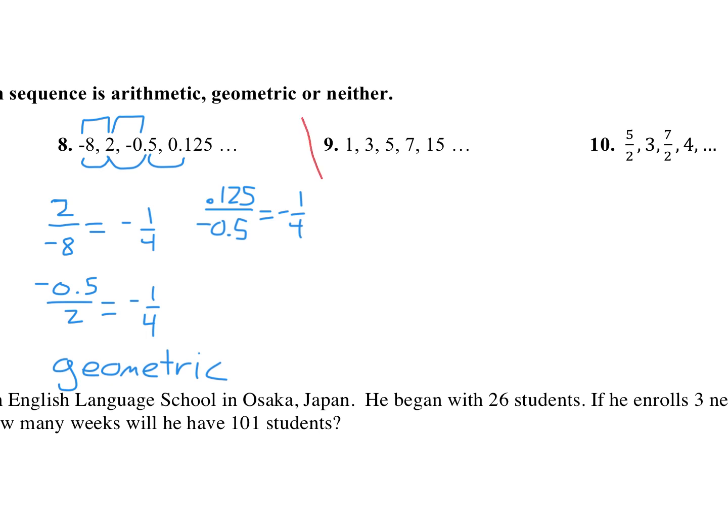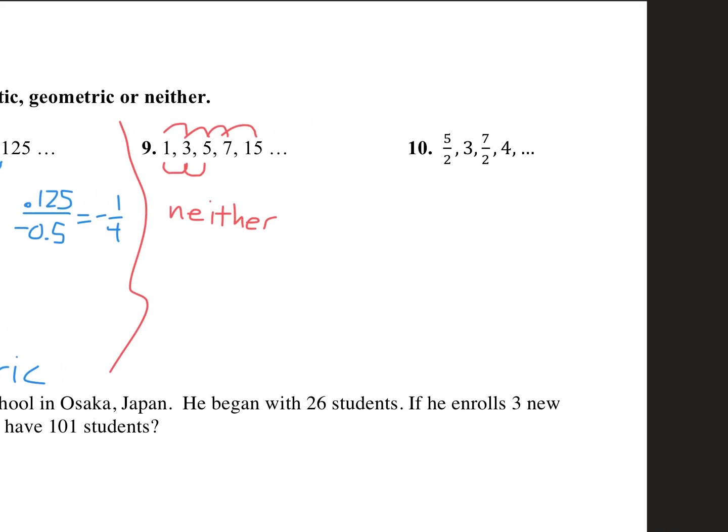Right, for number 9, let's see, +2, +2, +2, but then the last one is not an increase of 2, it's an increase of 8. So this is not arithmetic. Now, could it be geometric? This multiplied by 3, but it did not multiply by 3 again. So this one is neither. It looked arithmetic at first, but you have to check it until the end of the list that they show you.